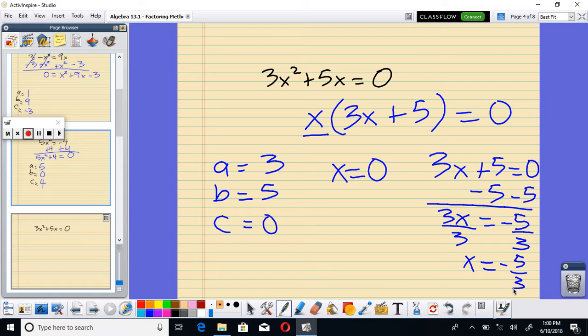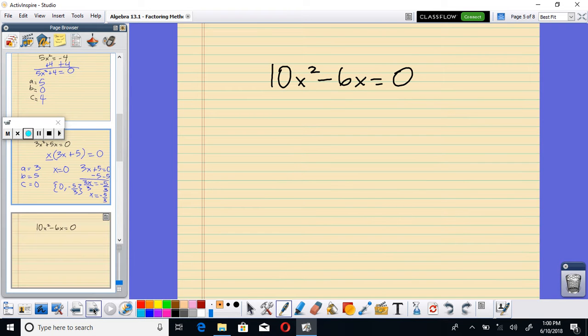Okay, there you go. You have two possible solutions, 0 and negative 5/3. Yes, we have to write it in set notation because we are solving for x: all the possible solutions that solve the problem. Try again. We'll try again.